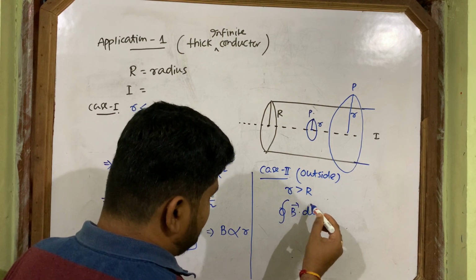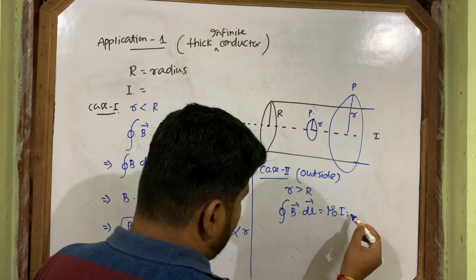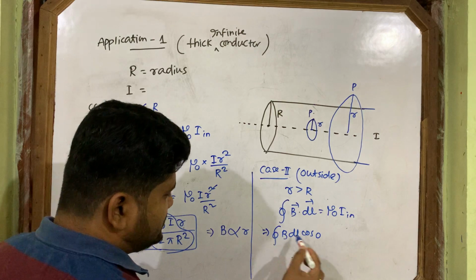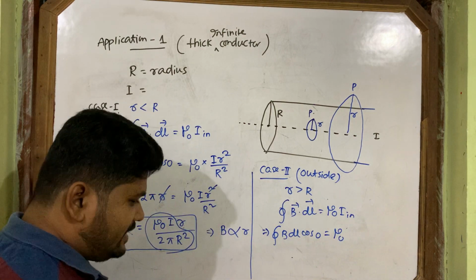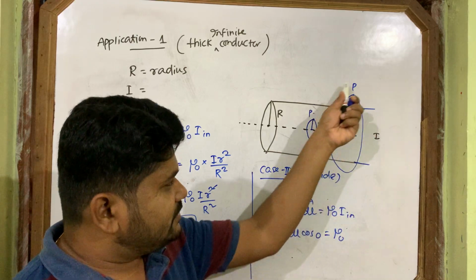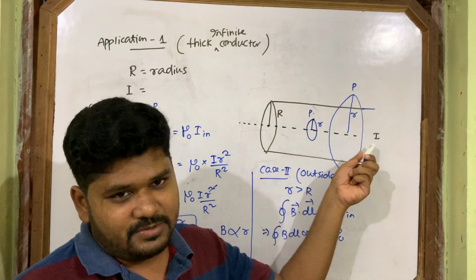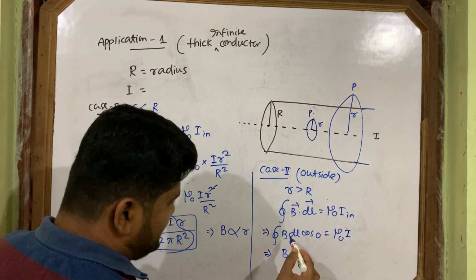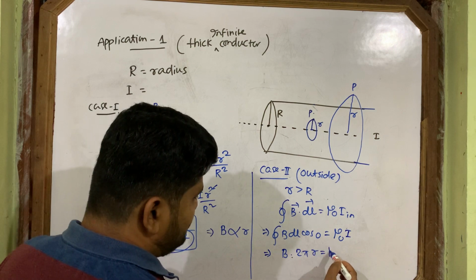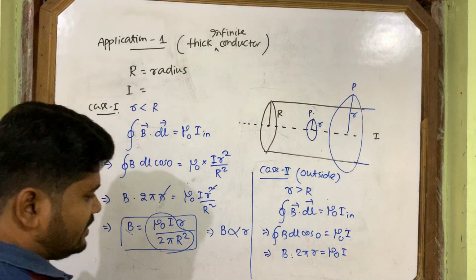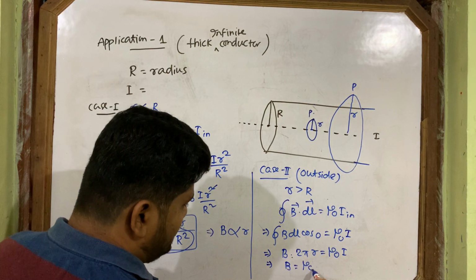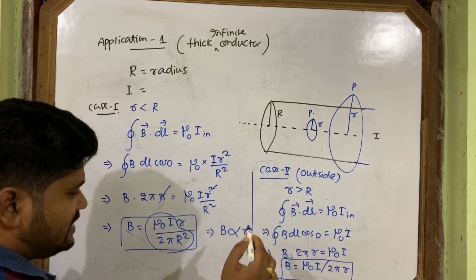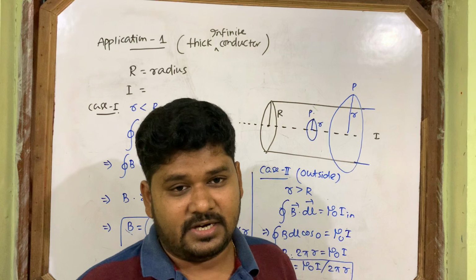B vector dot dl vector equals μ₀ I_in, then B dl, the angle is 0, cos 0, integration, μ₀ times what is the value of I_in? Through this Amperian loop, the whole I current passes. Can you see the figure? The whole I current passes, so this is I. So now B dl integration is 2πr, the Amperian loop radius small r, equals μ₀ I. Then what is the expression of B? μ₀ I divided by 2πr. This is the magnetic field outside the conductor.